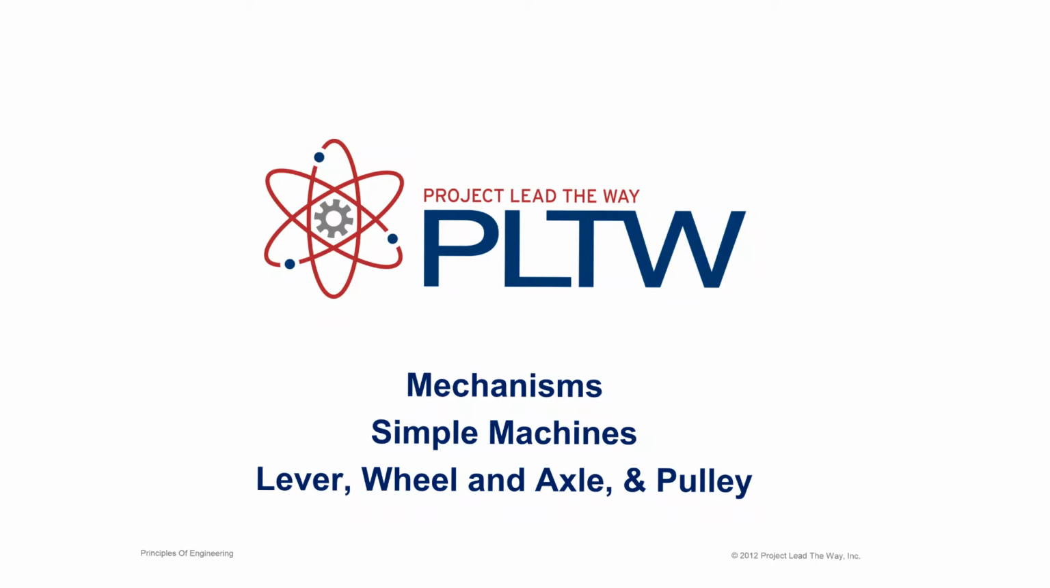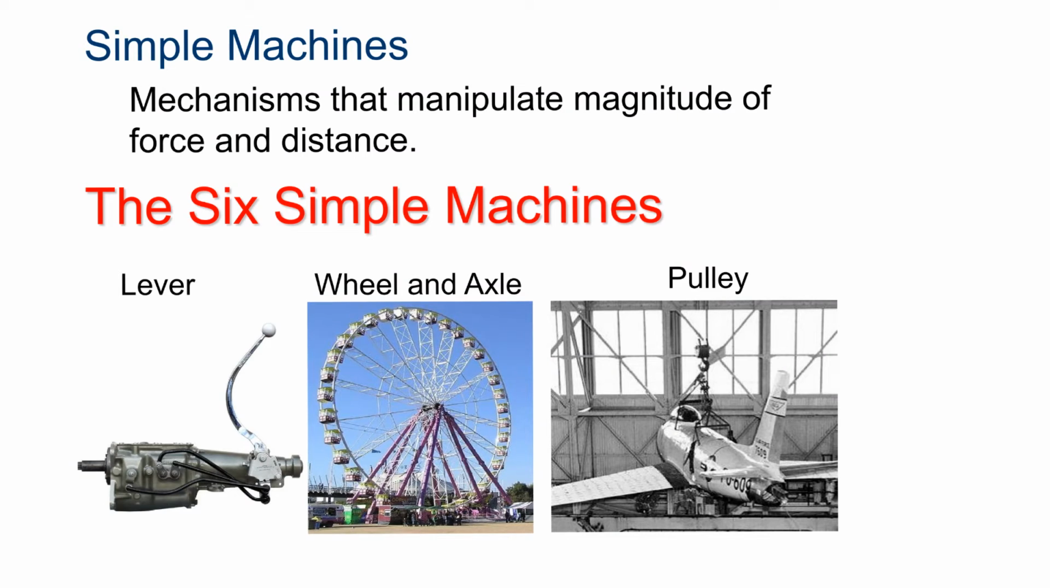This is the first set of notes, 1.1.1. It's about levers, wheel and axles, and pulleys, and they're all kind of the same family of simple machine. So simple machines are mechanisms that change the force or the distance the force is applied through. And usually what you're going to be doing is increasing the distance a force is applied through to increase the output force.